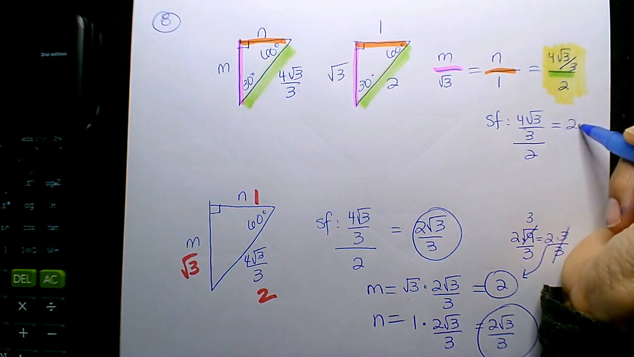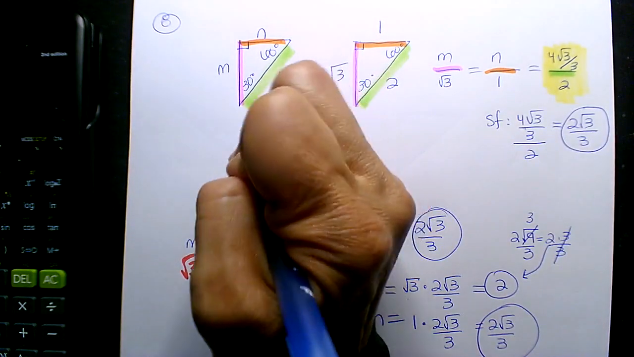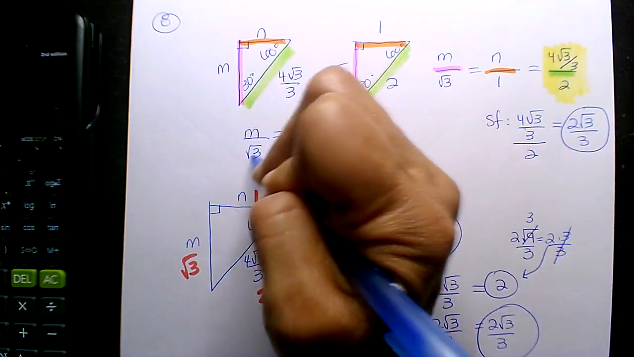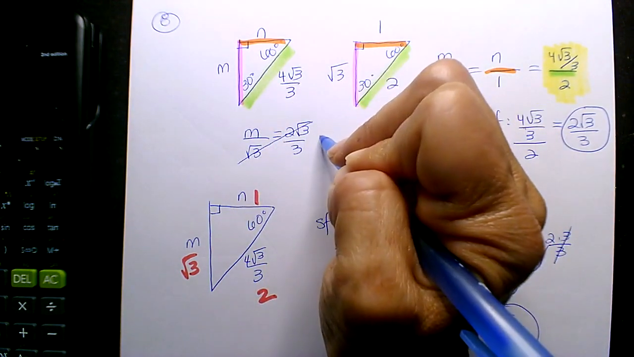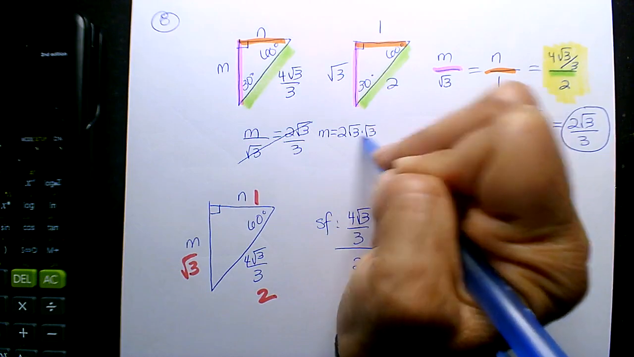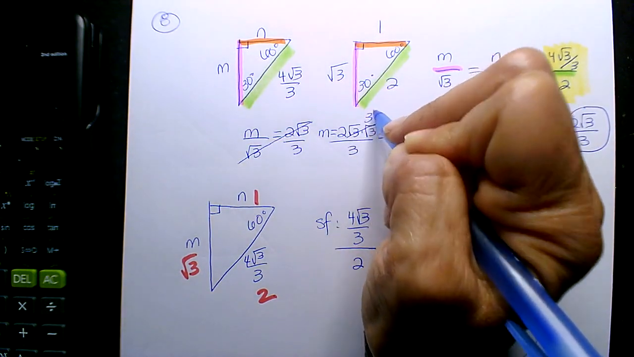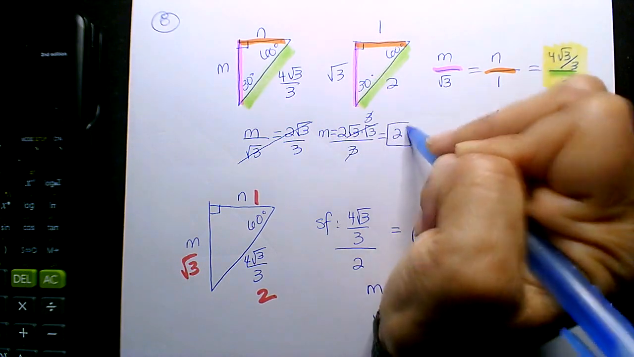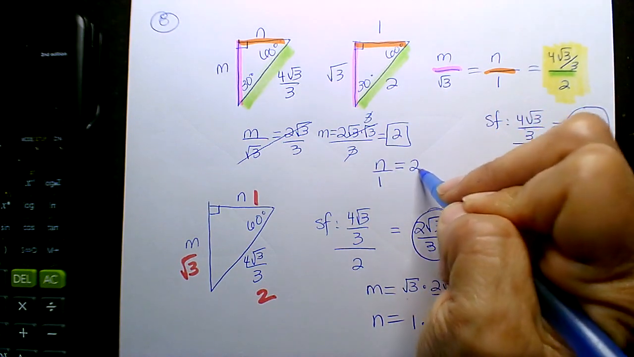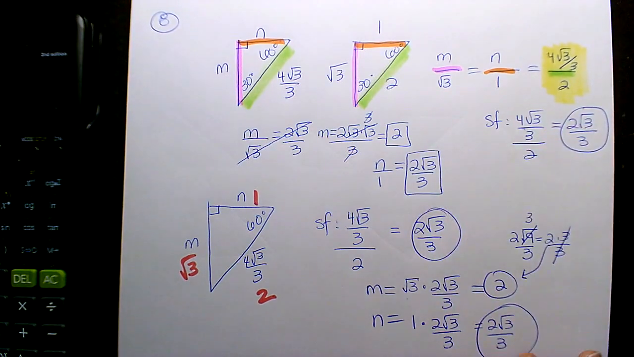And then throw in the calculator, and you get 2 rad 3 over 3. And so then what is m? Rad 3, 2 rad 3 over 3. You multiply, so m is 2 times rad 3 times rad 3 over 3. The calculator will know that this becomes a 3, and that's why you'll get 2. And then n, it's just this. 2 rad 3 over 3.